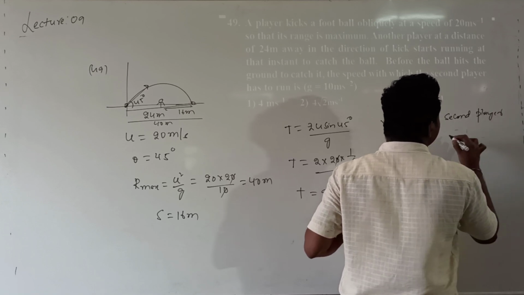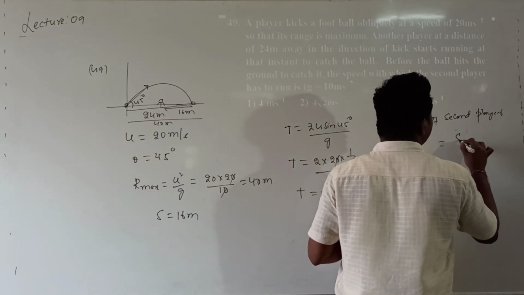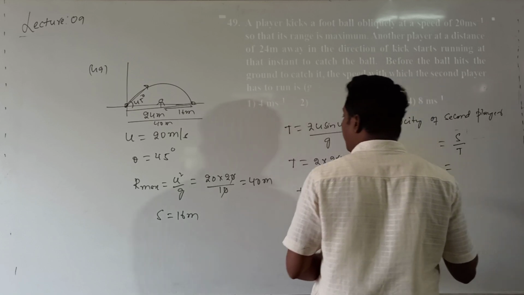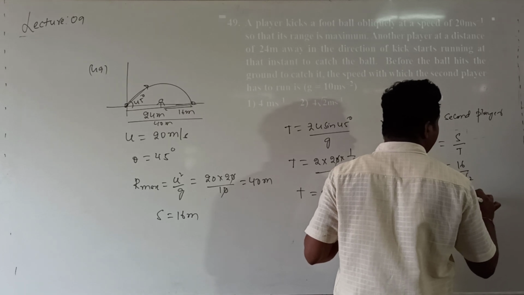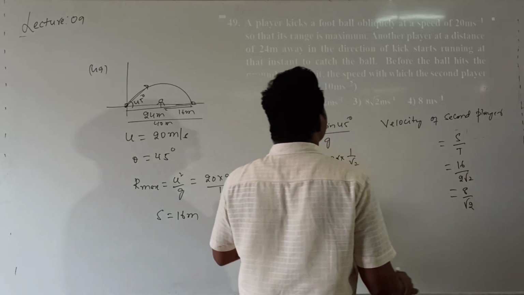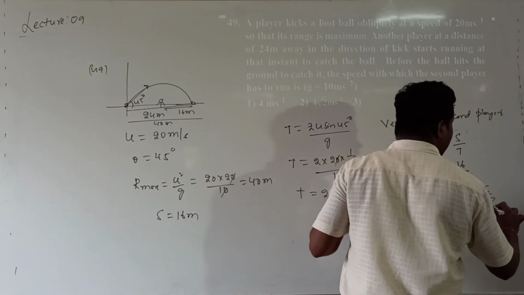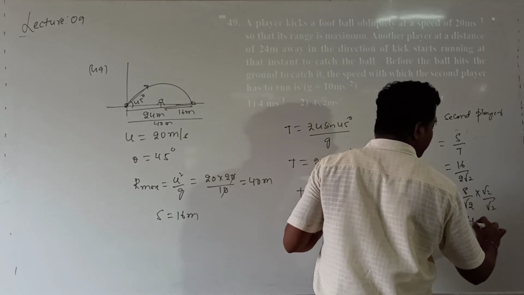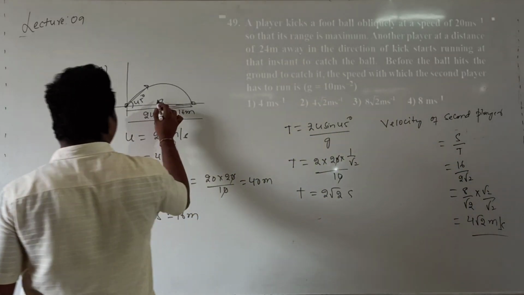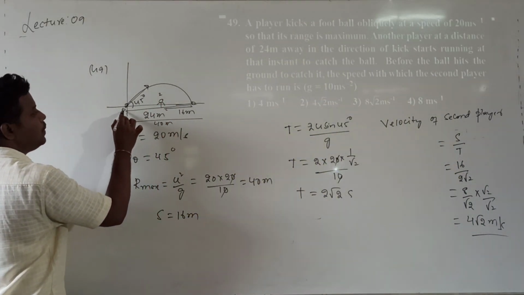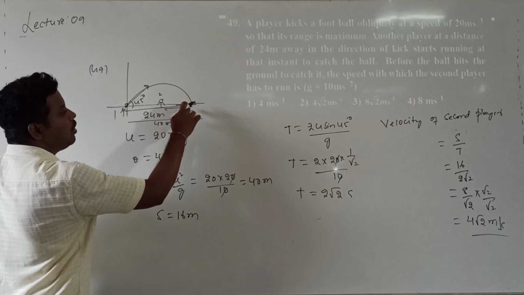Velocity is equal to distance traveled by time taken, S by T. The S value is 16 divided by the T value, 2 root 2. Then what do we get? 8 divided by root 2. Can I multiply the numerator and denominator by root 2, rationalization? Then the answer is 4 root 2 meters per second. This is the velocity of the second player. So he is the second player, and here the first player was there. He has to run to catch the ball before the ball falls on the ground.